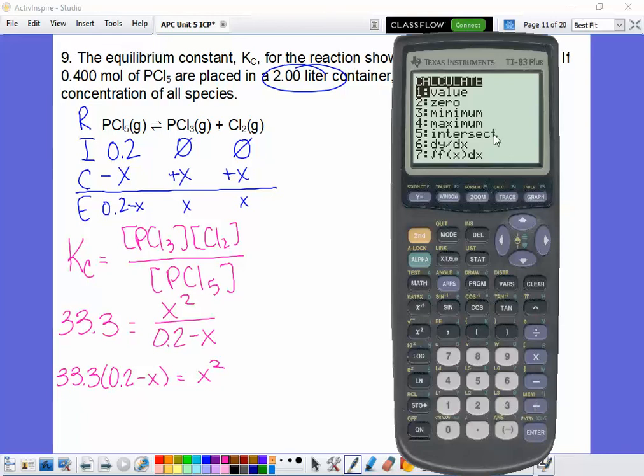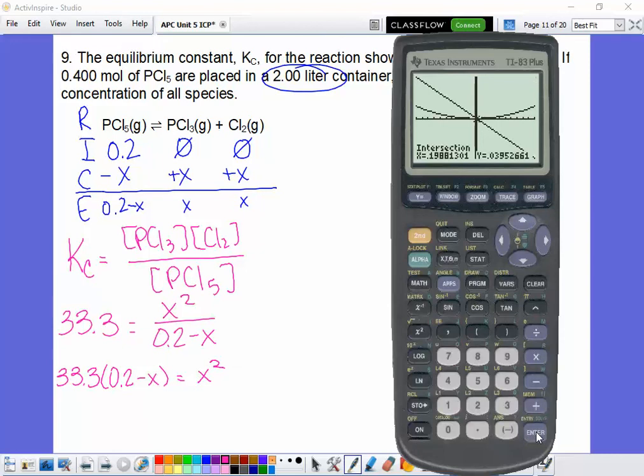Now you could also have taken my original equation, solved for 0, graphed just one equation, found the 0 values, and just taken the positive x. But it's really up to you. I find the intersect better. So it asks you to identify your first curve, your second curve. It wants you to make a guess. Don't ever move this, because sometimes if you get too close to the negative x intersect, it messes it up.